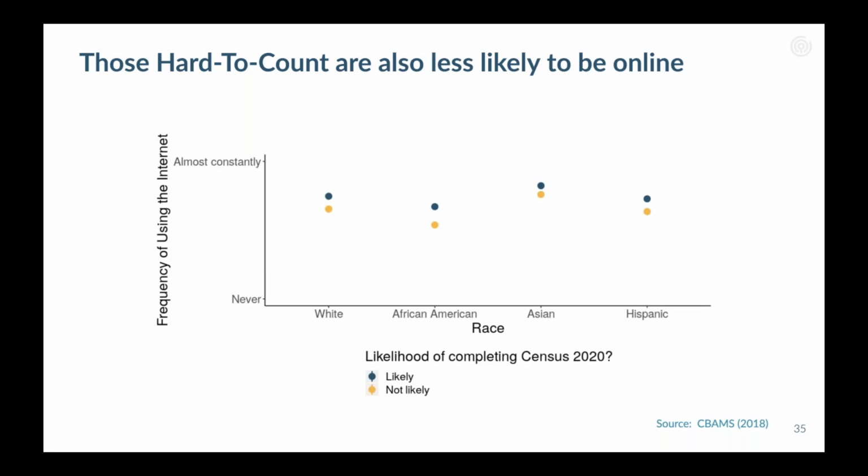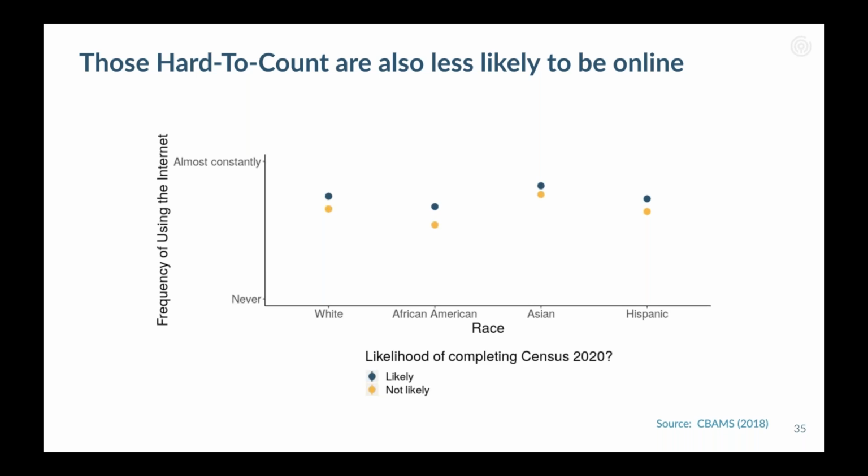For instance, if we look at race, we can see that, again, the same pattern exists, where most racial groups that are not likely to fill out the census are less frequently using the internet than those who are likely. Some communities differ. For instance, the Asian community is one where the difference between those that are likely and not likely to complete the census is smaller than in other communities, such as the African American.